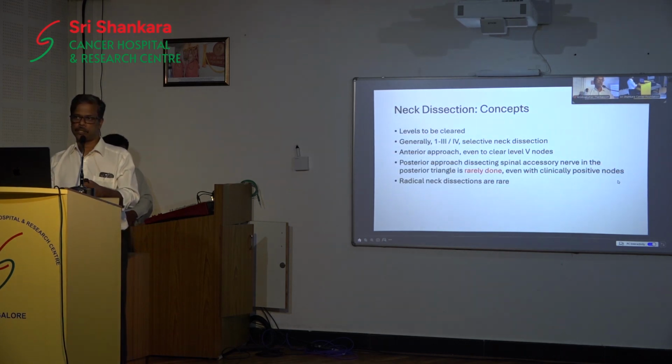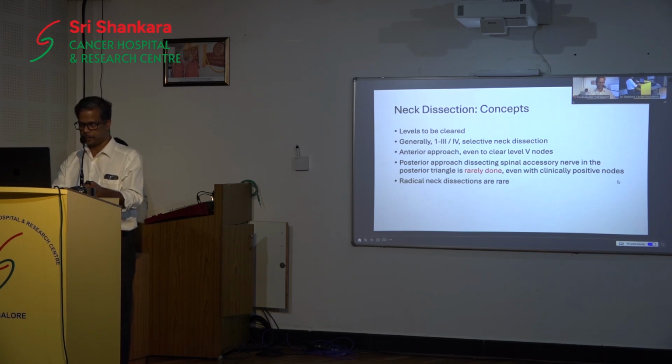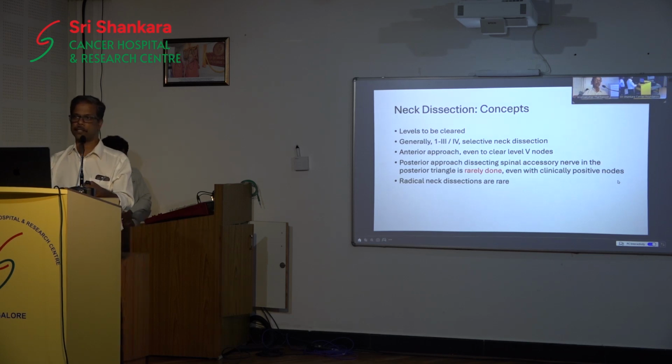Now about incisions about neck dissection. So first of all, some concepts about neck dissection. We discussed this yesterday also. The levels to be cleared are generally 1 to 3 or rarely 4, and it is a selective neck dissection.